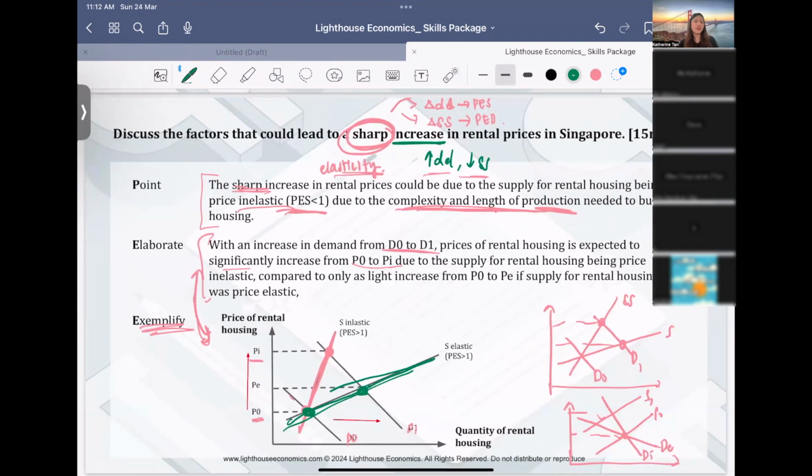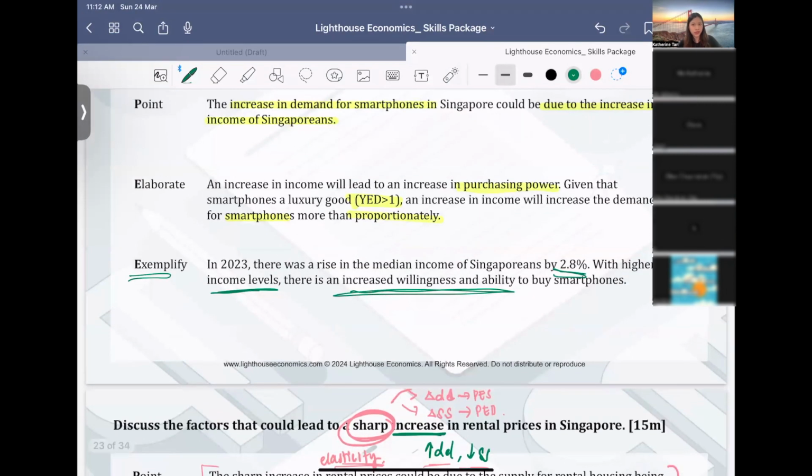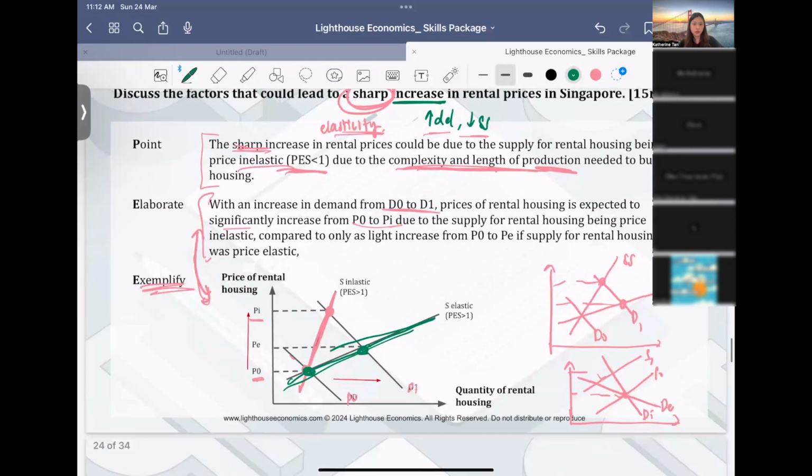So this is how you write. You've got point, elaborate, exemplify with a diagram. This one shows you how you can do it using examples. This one shows you how to do it using diagrams. If you choose to use a diagram, this paragraph must be very, very closely tied with your diagram. How to know if it's closely tied? Almost every single line you're referring to your diagram.